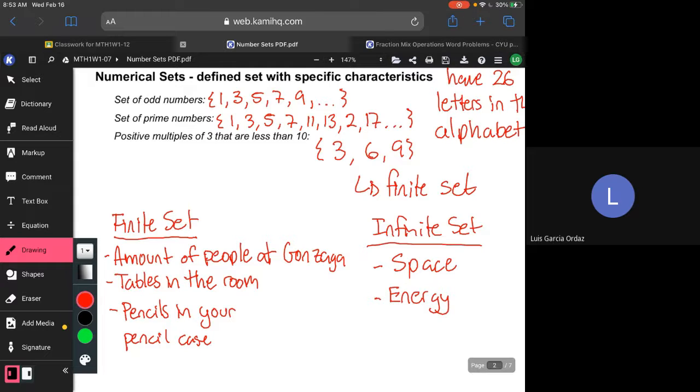Okay, so whenever you think of an infinite set, always think about whether there is a maximum to it. If there is a maximum number of something, that means it's a finite set because it's capped at something specific.